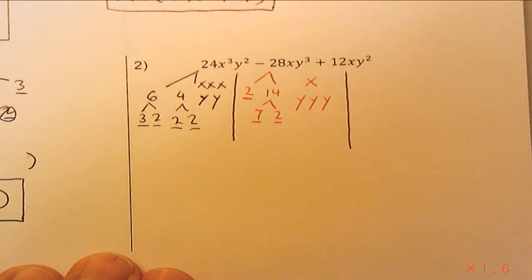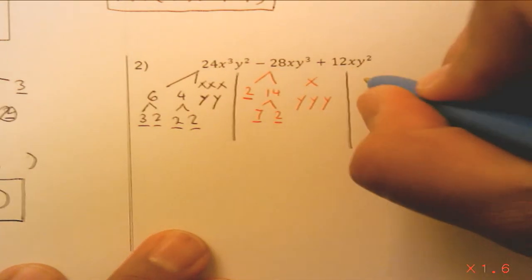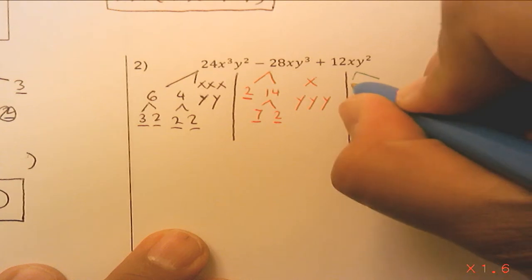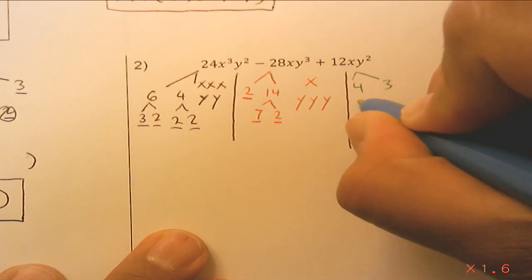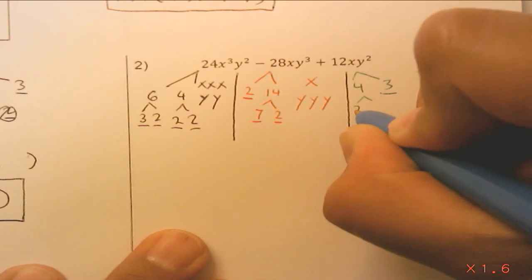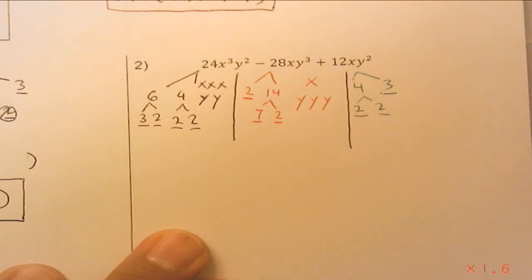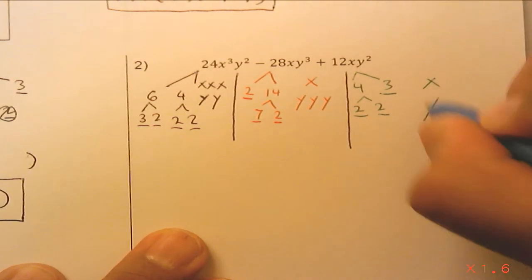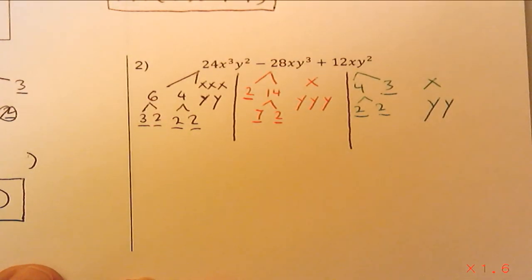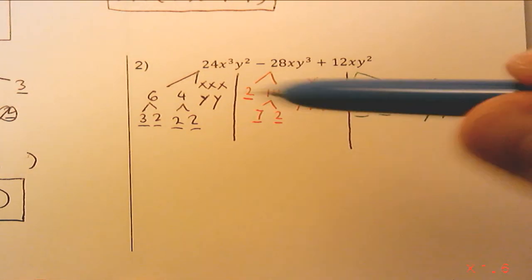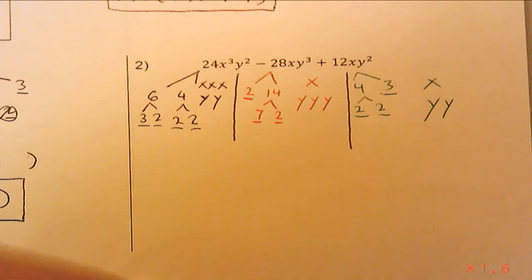And let's go ahead and do the 12xy squared. 12 breaks into 4 and 3. 3 is prime. 4 is 2 times 2. Those are prime. I have an x and then 2 y's. All right. Actually, let me finish this off before I start showing you some shortcuts. All right, so let's take a look at this.